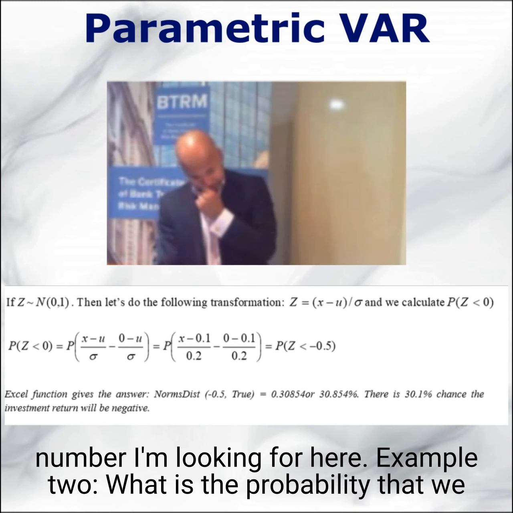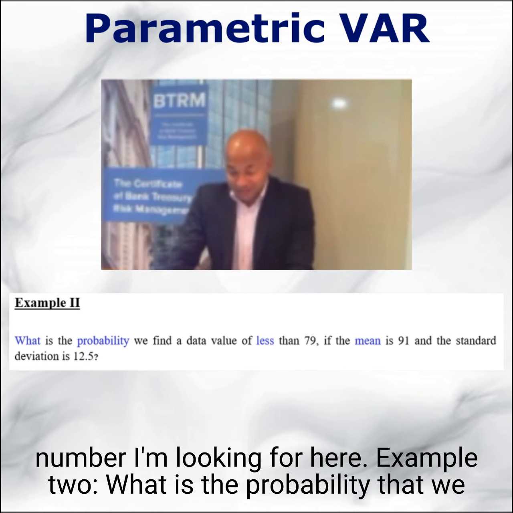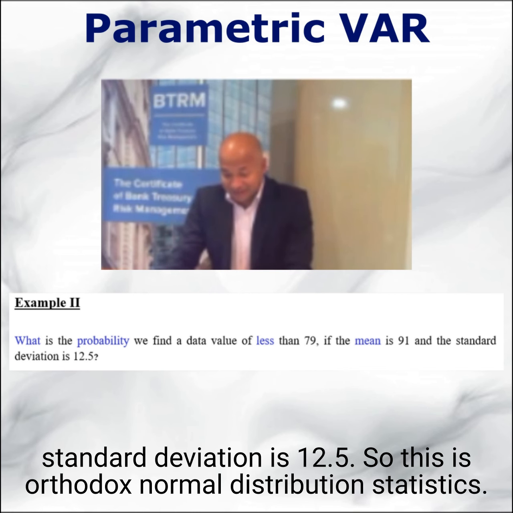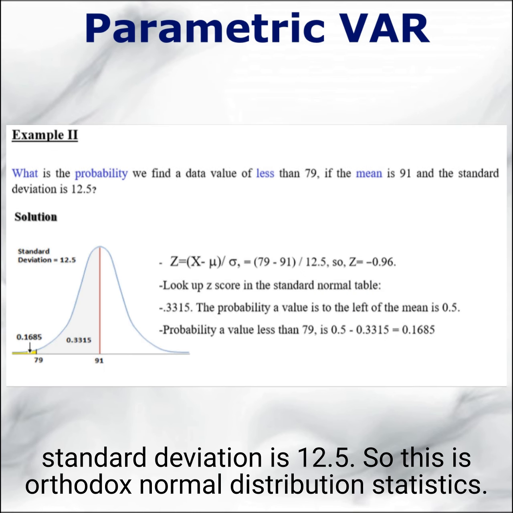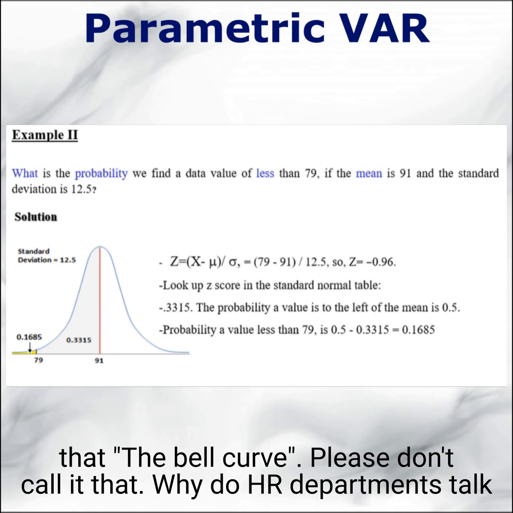Okay. Example 2. What is the probability that we find a data value of less than 79 if the mean of those returns is 91 and the standard deviation is 12.5? So this is orthodox normal distribution statistics. Okay, so there is my normal curve there, or, HR departments love to call that the bell curve. Please don't call it that.